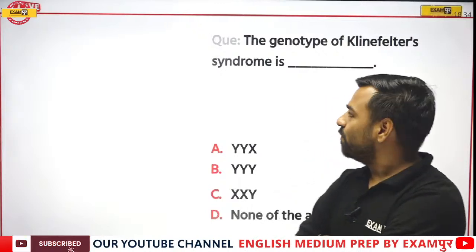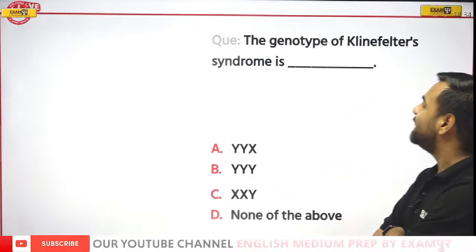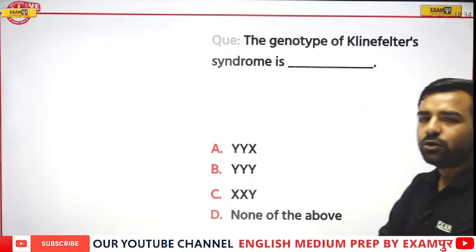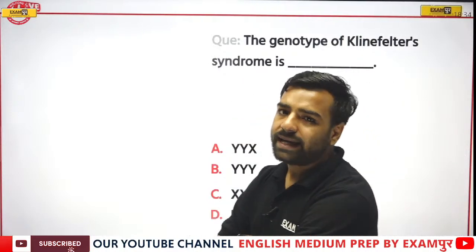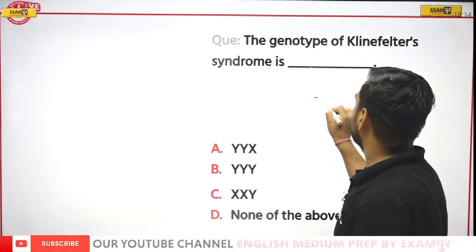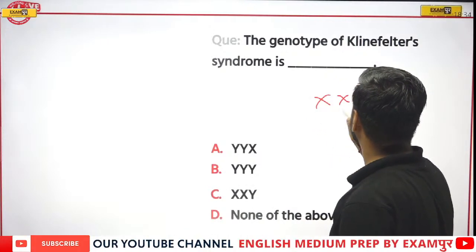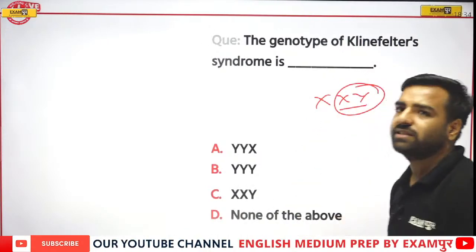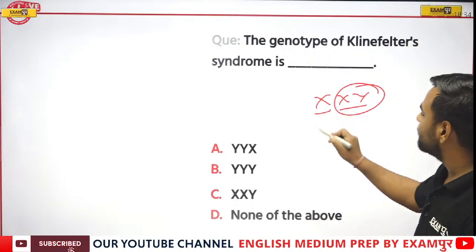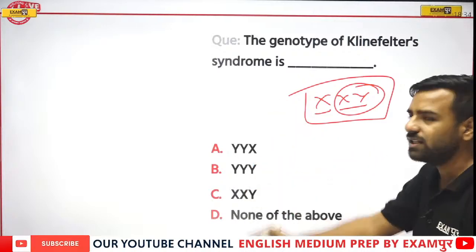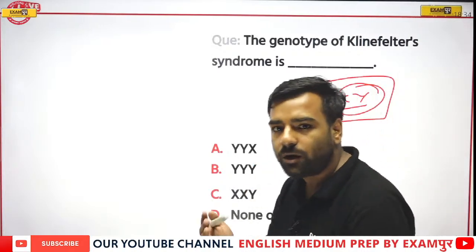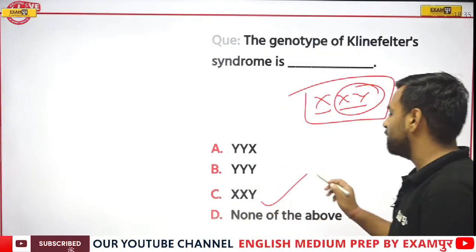Okay. So what we were talking about, the genotype of Klinefelter syndrome, the syndrome which actually occurs in males, where we have an extra chromosome X. That is, here we talk about XXY. XY is normally present, which is there in the male. Here X is extra. So if I talk about the genotype, it will be XXY. So is there any option? Yes, option is there. Which one? Option number C. So yes, option number C is correct.